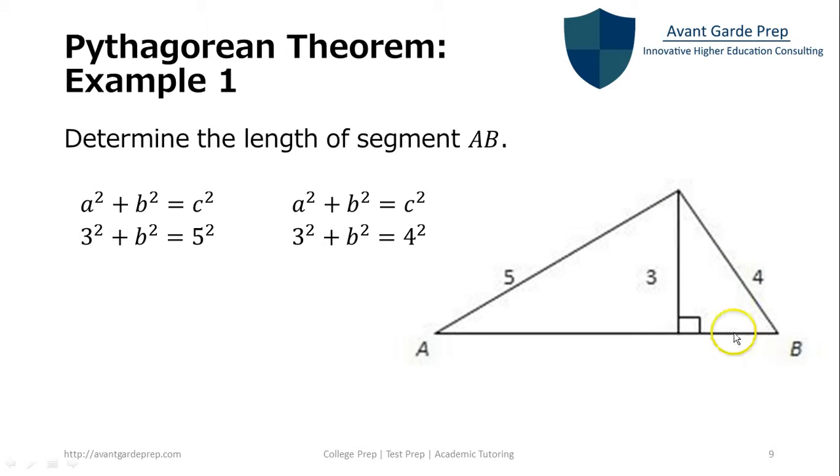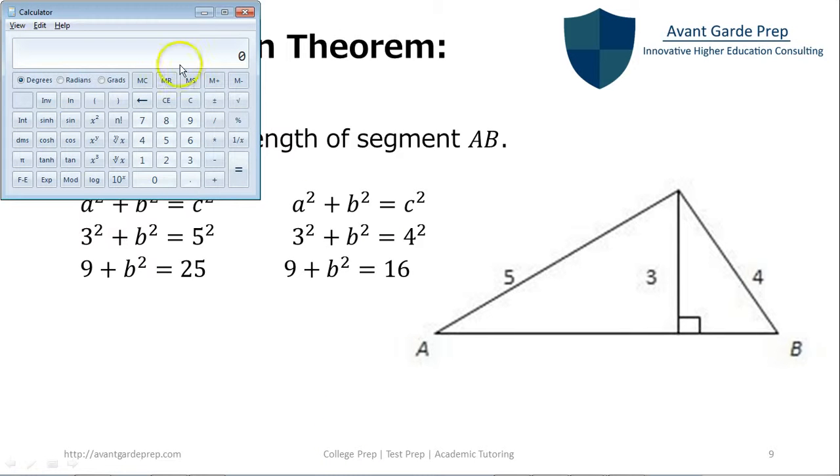And we do have this hypotenuse, the side opposite the right angle, and that's 4, so 4 squared. So you can see here 3 squared plus b squared equals 5 squared, and the other smaller triangle, 3 squared plus b squared equals 4 squared.